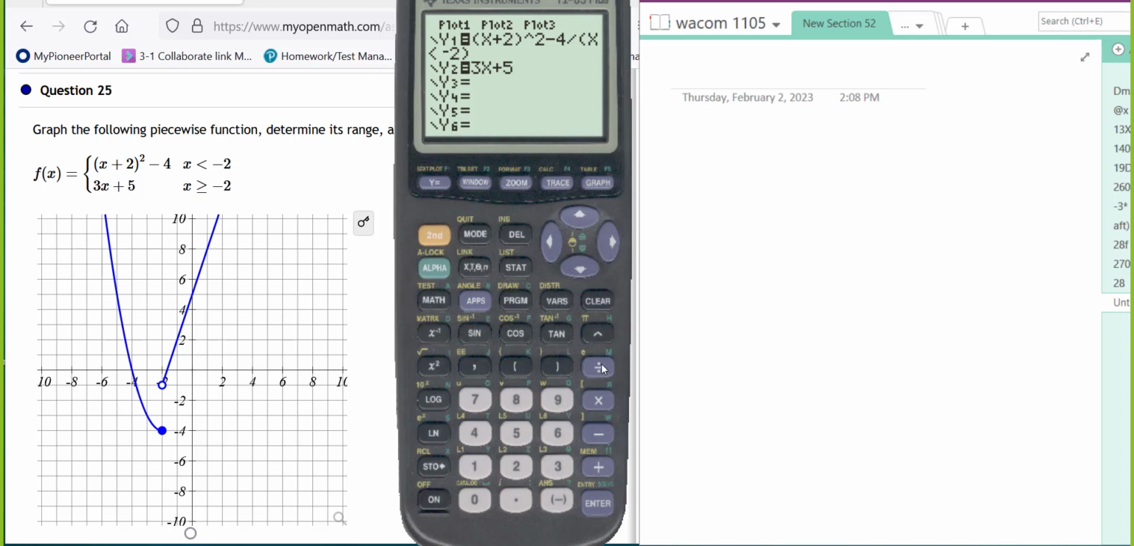We'll put its condition in. So divide and then condition in parentheses. X, greater than or equal to, so we go back to the test menu, and it is number 4, -2, and close the parentheses. All right, and let's tell it graph.